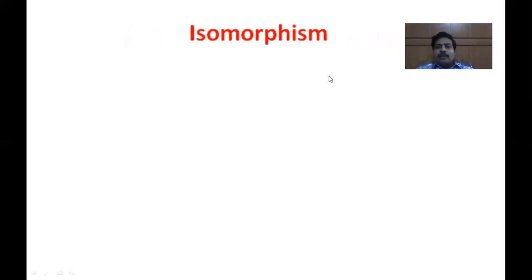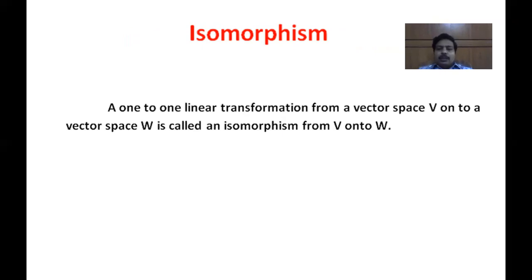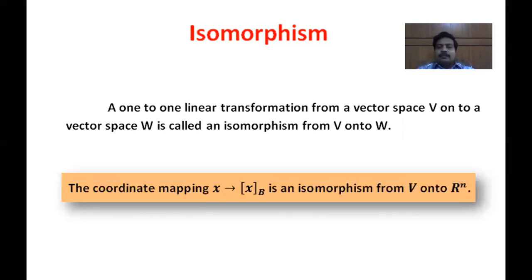So if a function, here particularly a linear transformation, is 1-1 and onto, we can say that it is an isomorphism. A 1-to-1 linear transformation from a vector space V onto a vector space W is called an isomorphism from V onto W. So as we have proved that coordinate mapping is a linear transformation, a 1-to-1 function and onto function, coordinate mapping is an isomorphism from a vector space V onto Rn. So this is the isomorphism.